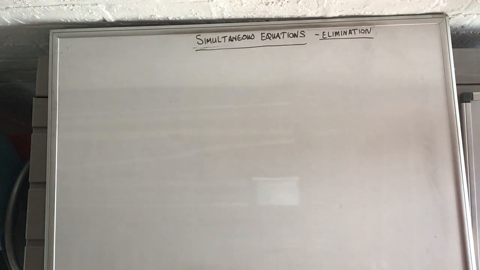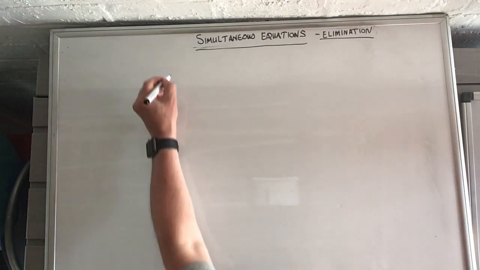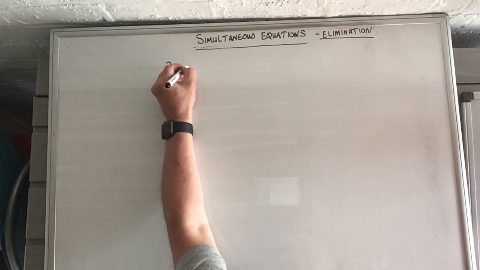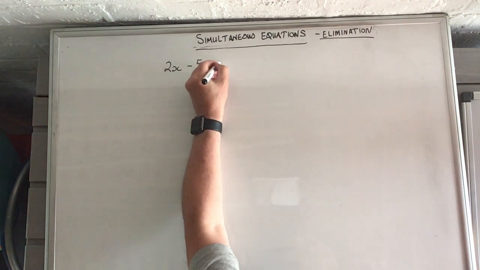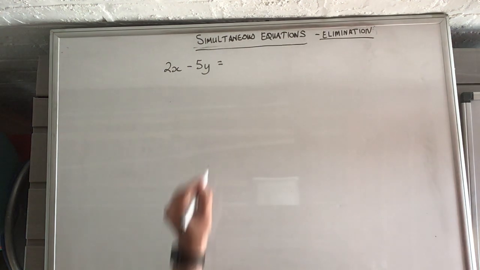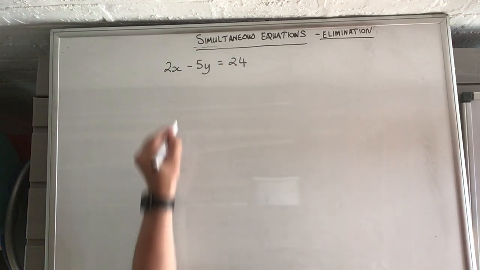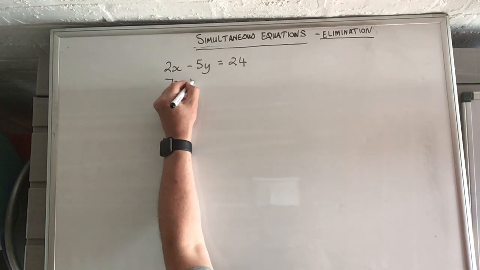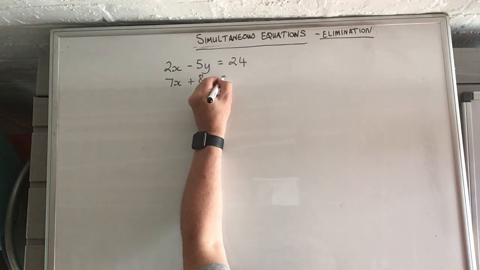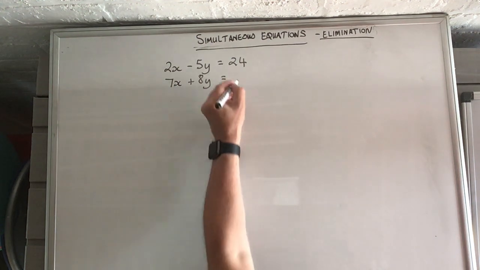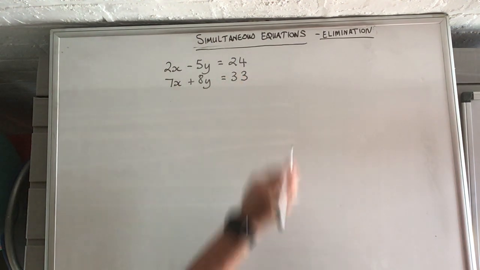Okay, I'm going to do another example, do one more, and this time 2x minus 5y is equal to 24, and the second equation, 7x plus 8y is equal to 33. The numbers are a wee bit bigger this time.